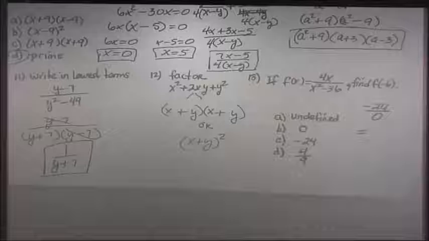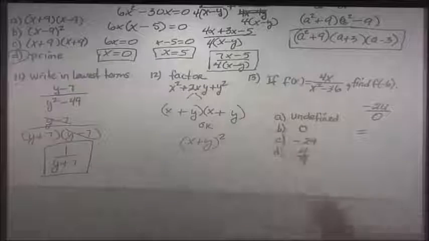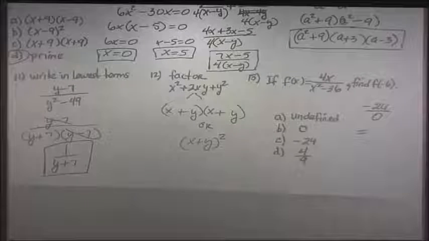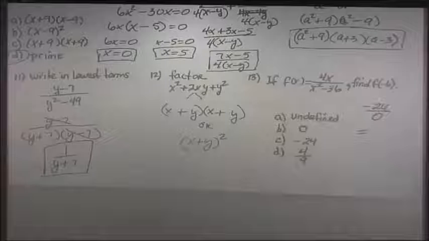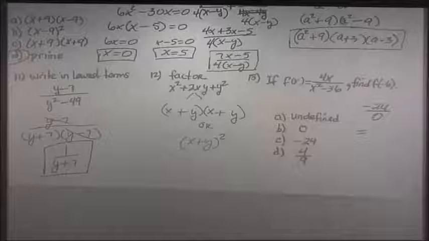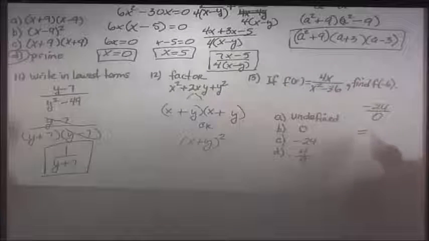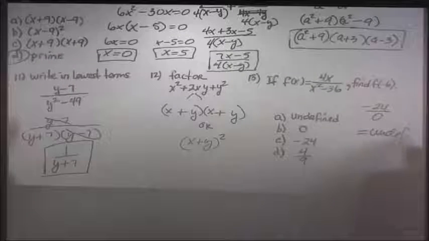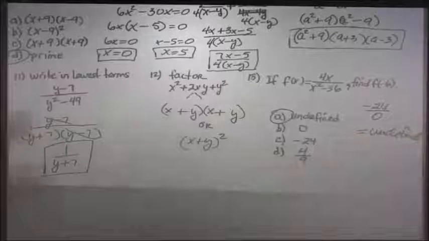Make sure you don't get happy and circle B. That's not what that says. It's 0 only when you have a 0 in the numerator and a number in the denominator. Okay? That's when your answer is 0. But here, undefined, A is our answer.